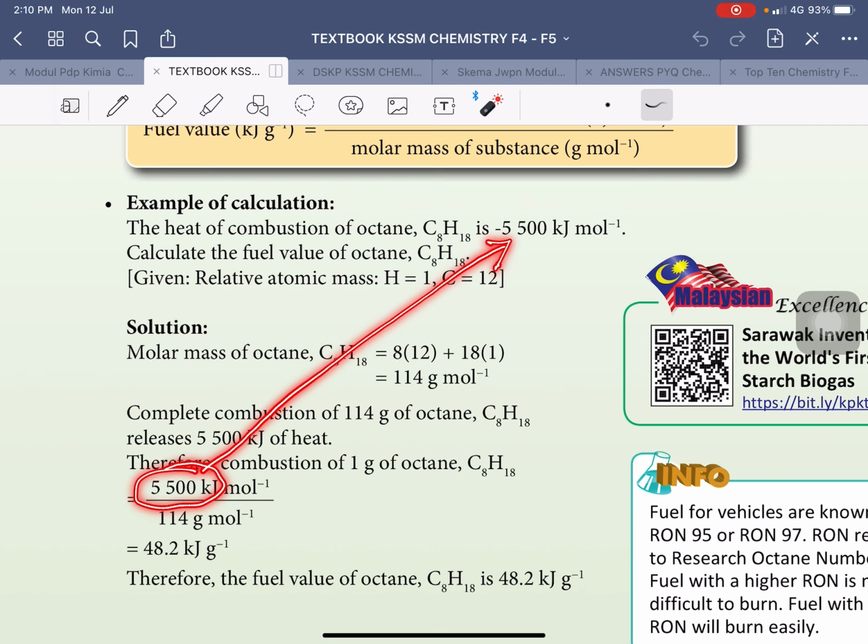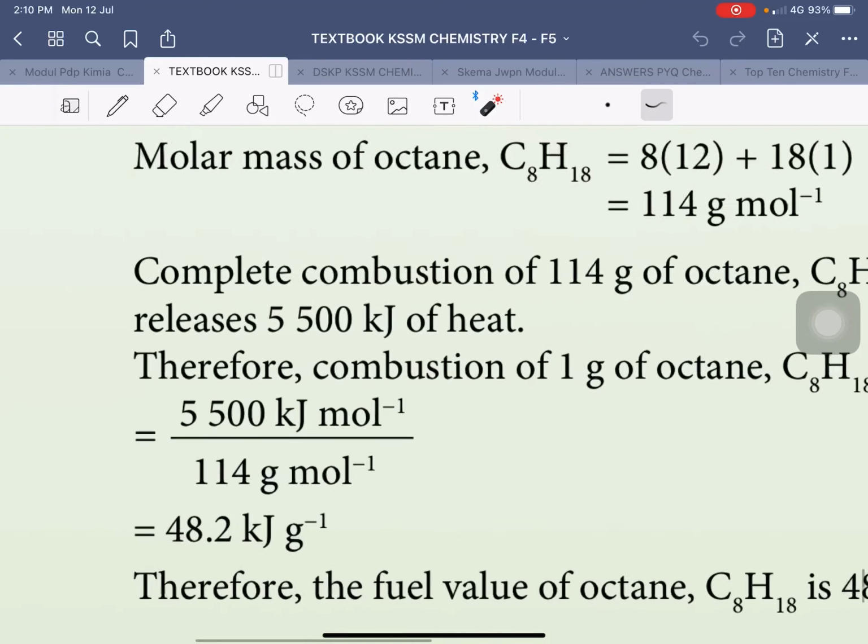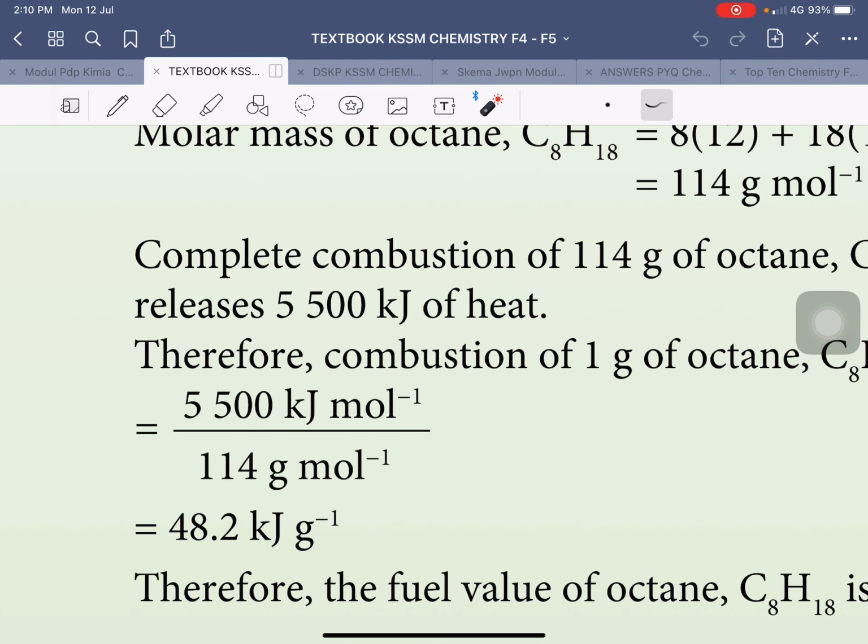If the question does not give it, then you have to count. And then you divide it by the molar mass, 114. So you can see the formula here. What we do is we cancel out the mole. So what you have is kilojoule per gram only, that is left. So this is your heat value.